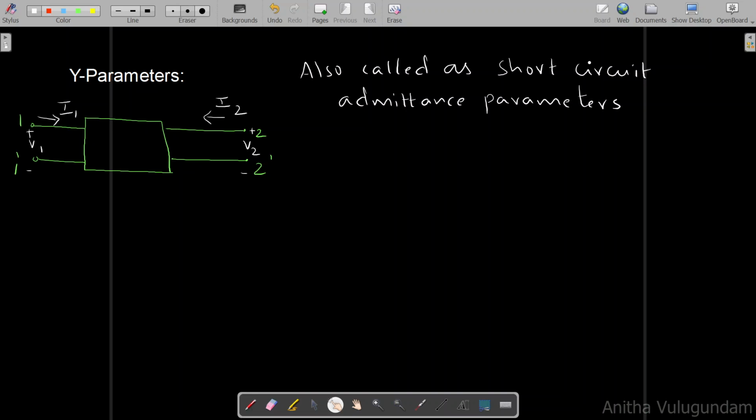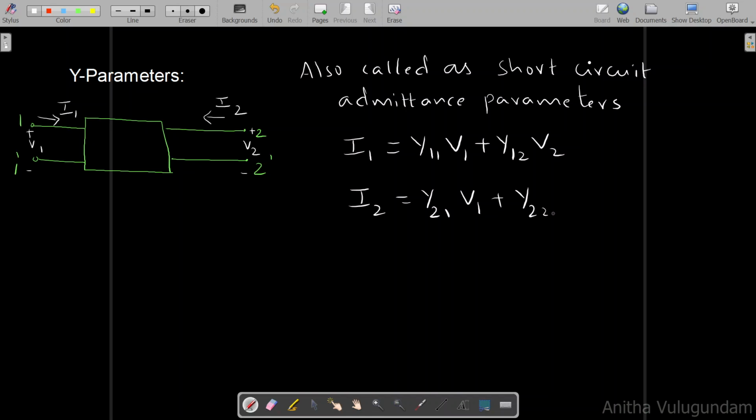Let us write the main equations of Y parameters. I1 equal to Y11 V1 plus Y12 V2. I2 equal to Y21 V1 plus Y22 V2. Where Y11, Y12, Y21 and Y22 are called Y parameters, also called network functions.